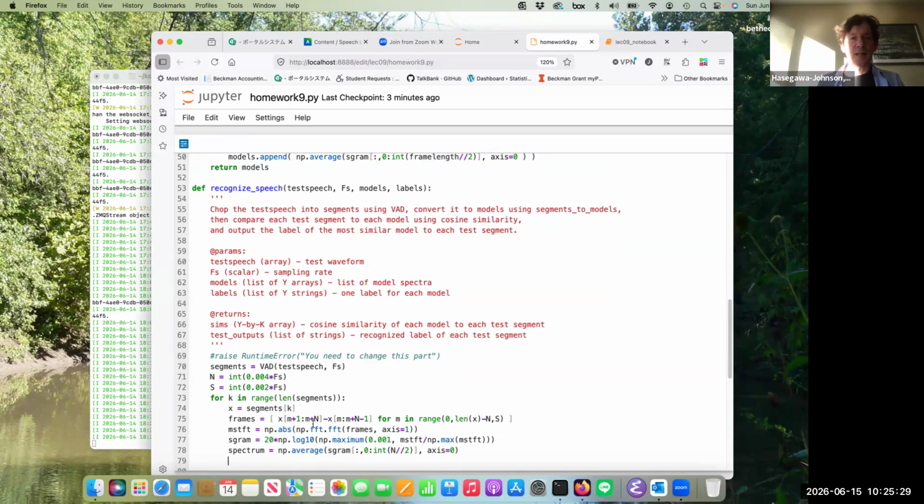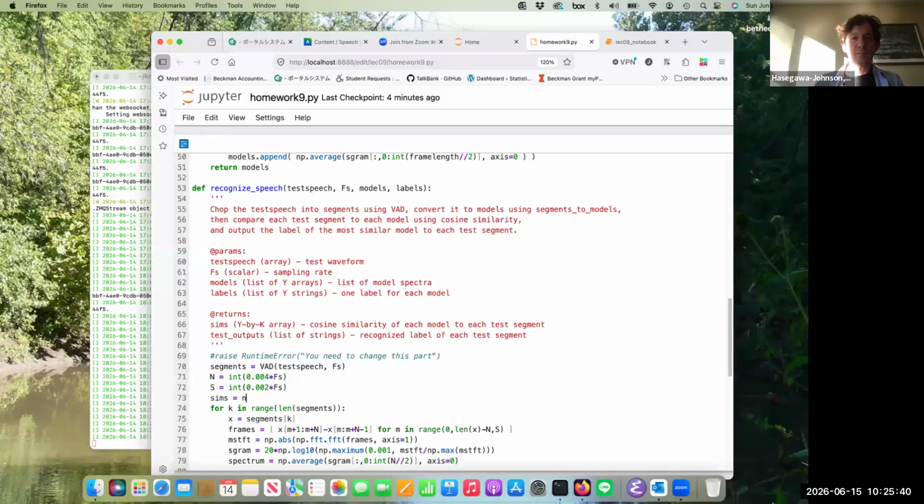And then I want to calculate the cosine distance between that spectrum and each of the models. So first, let me create a Sims matrix. This should be a y by k array. So the first axis should be the length of the models, and the second axis should be the length of the segments.